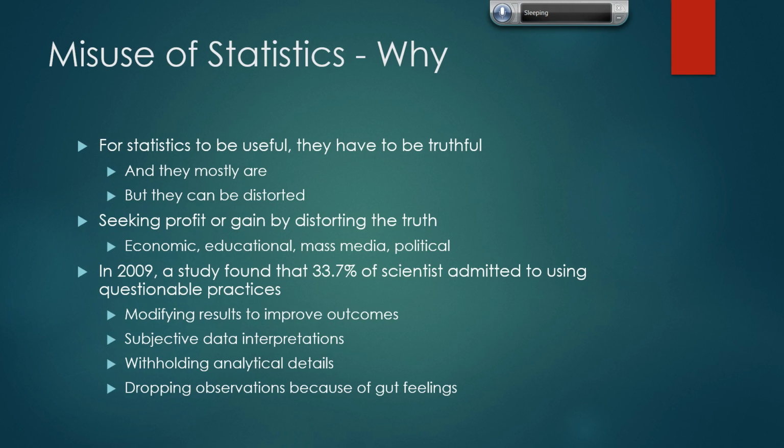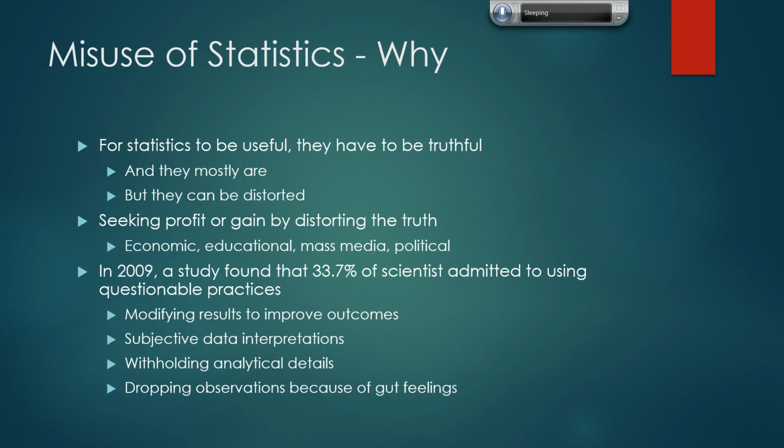And in fact, if you think this is a small problem, it's actually not. In 2009, there was a study, basically an anonymous study, where researchers could admit if they had in fact used any sort of questionable methods. 33.7% of scientists admitted to using some questionable practices. Some of those were modifying the results of a study to improve the outcomes. Some were subjective data interpretations, which basically means instead of purely reporting what the data reported, I steered the results in a particular direction to support what I wanted it to support. Some were just withholding analytic results.